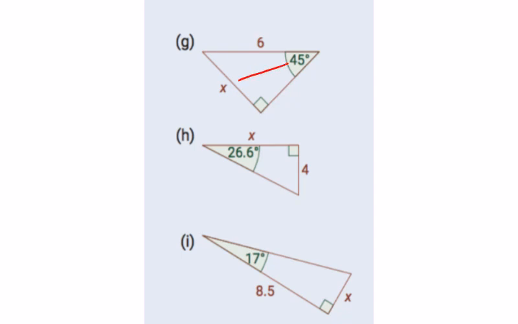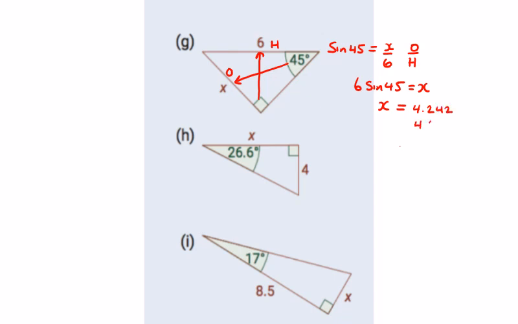When we label from the angle, we have opposite, and opposite the right angle we have hypotenuse. So sine 45 is equal to O over H, which is X over 6, so 6 sine 45 degrees is equal to X. On a calculator, X is equal to 4.242, so 4.24.